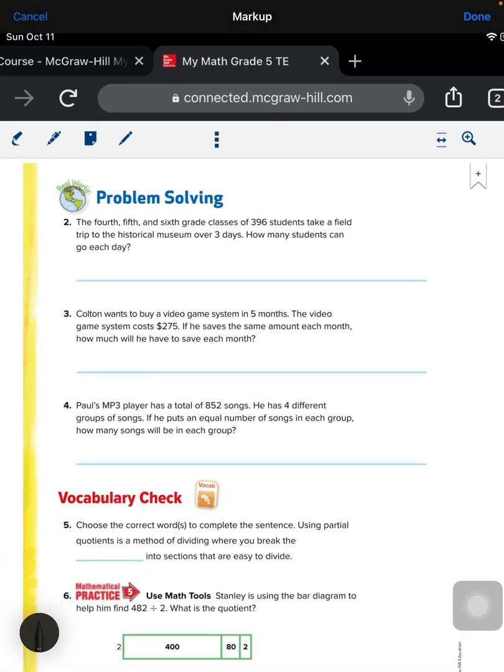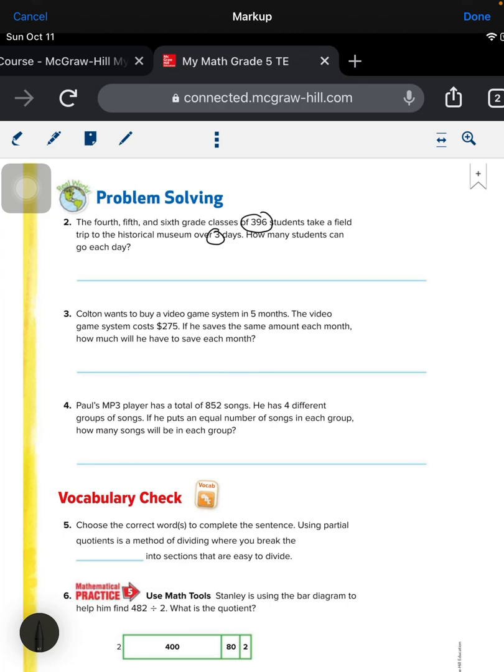Here we go. The 4th, 5th, and 6th grade classes of 396 students take a field trip to the Historical Museum for 3 days. How many students can go each day? They're trying to throw you off by saying 4th, 5th, and 6th, because then your brain automatically tries to put that into a division problem. But what we really need to pay attention to is 3 days and this many students. So here is our problem.